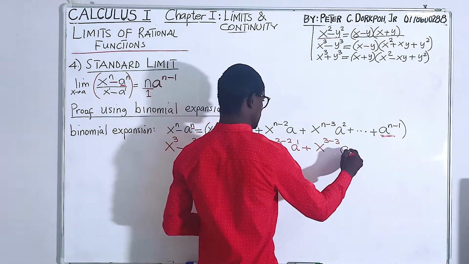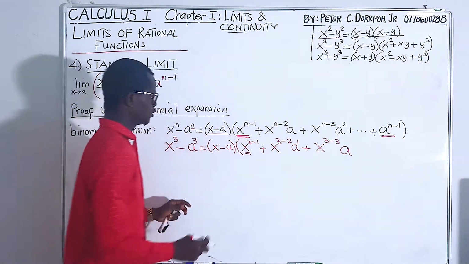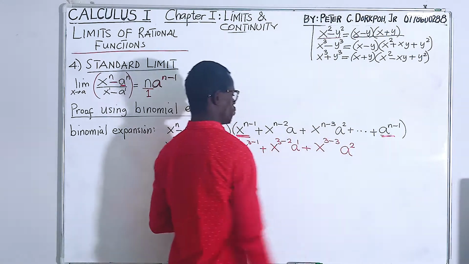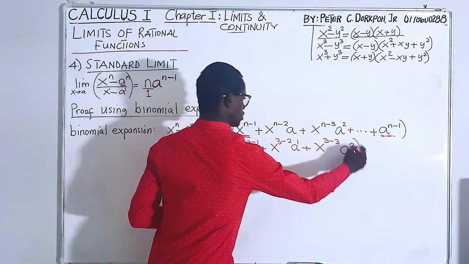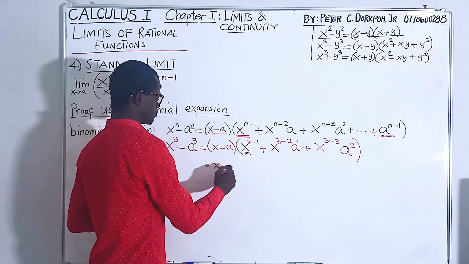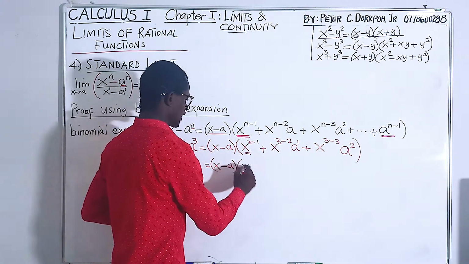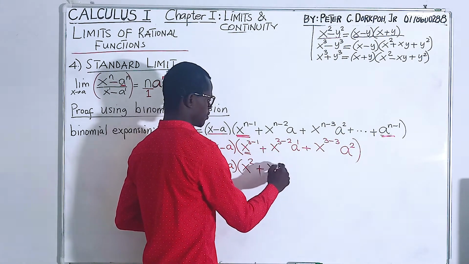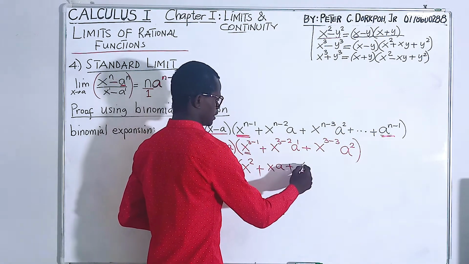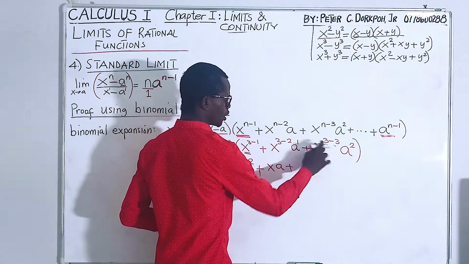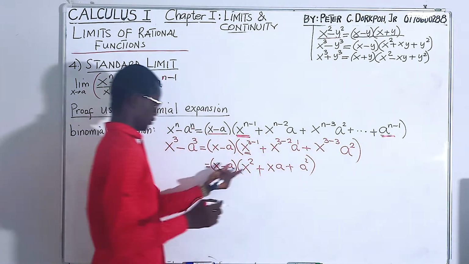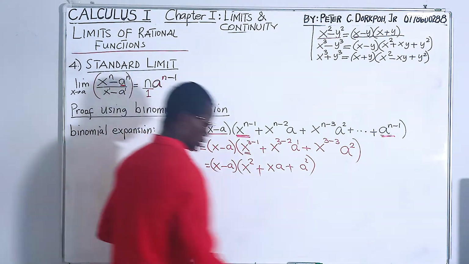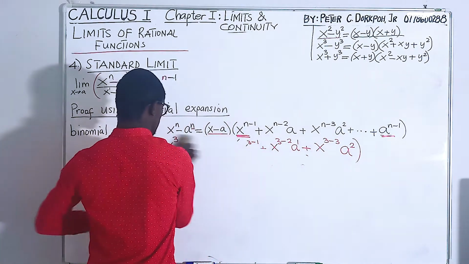So this is now a raised to the power 2. So let's simplify it. You have x minus a times x squared plus x to the first power a plus x to the 0 power, which is just equal to 1, then you have a squared. So you see that? That's the binomial expansion. So now let's go ahead and prove this.